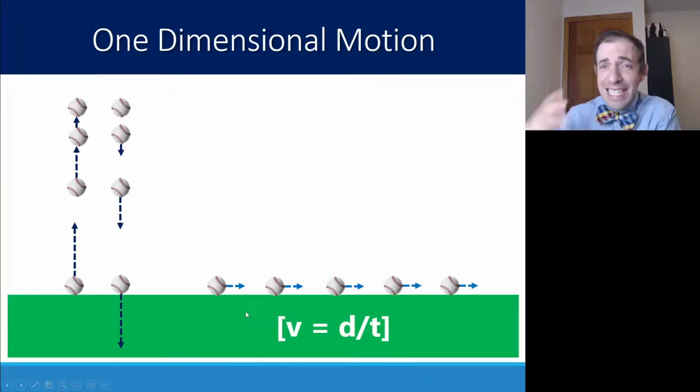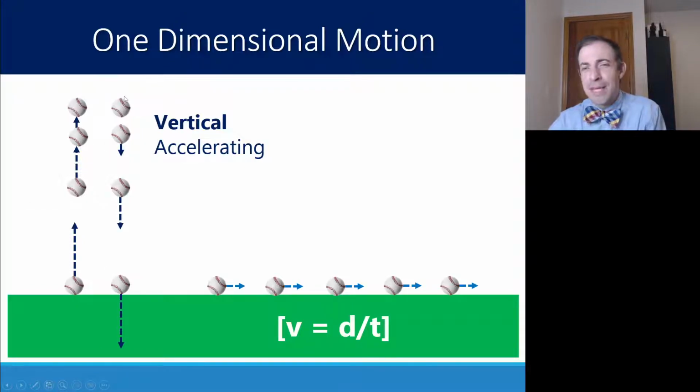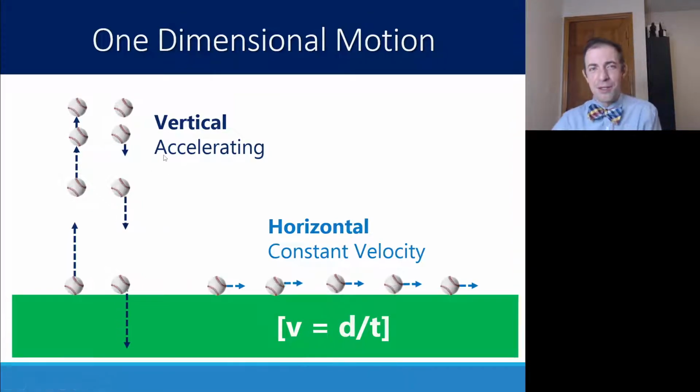So we have seen a few different types of motion in one dimension. We have looked at accelerating motion. If something is in the vertical direction, it slows down as it goes up and speeds up as it comes down. Or if it's moving horizontally, it's going to go at a constant velocity. Constant velocity, we're always going to use v is equal to d over t. Vertical, we're always going to use suvat because there's acceleration there.